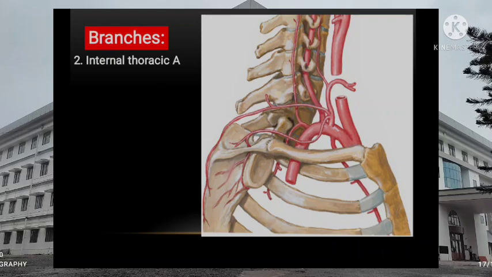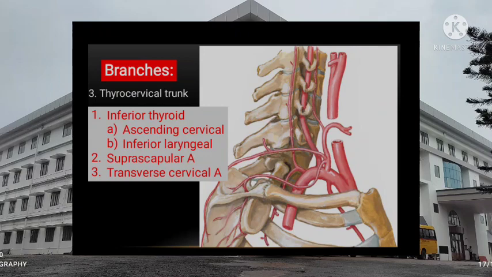in front of the cervical pleura. The artery enters the thorax by passing behind the first costal cartilage. It runs till the sixth intercostal space where it ends by dividing into superior epigastric and musculophrenic arteries.